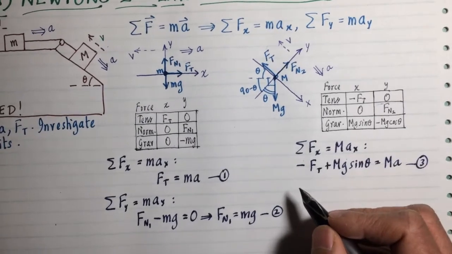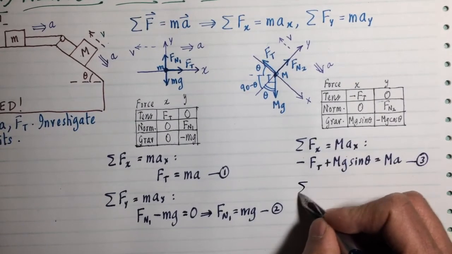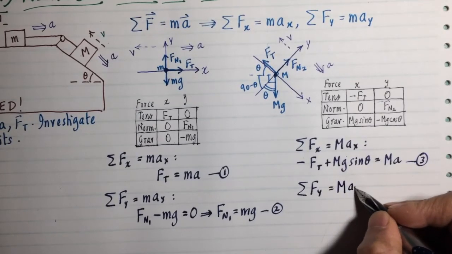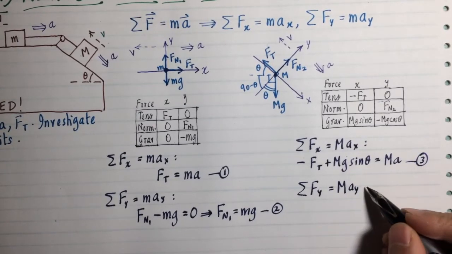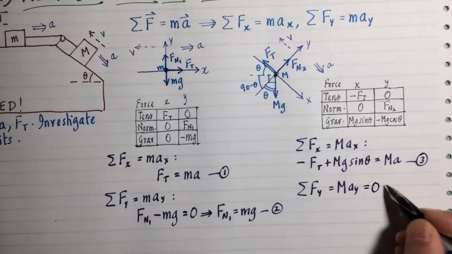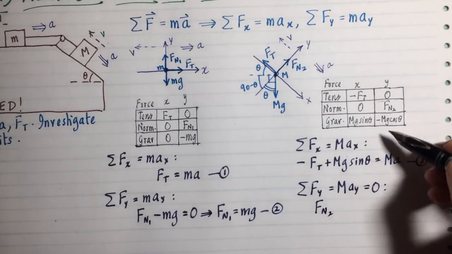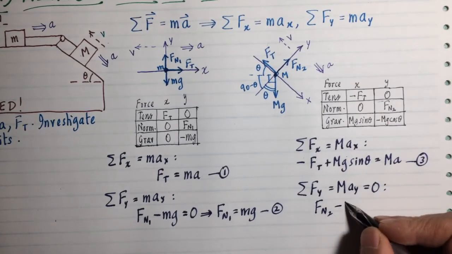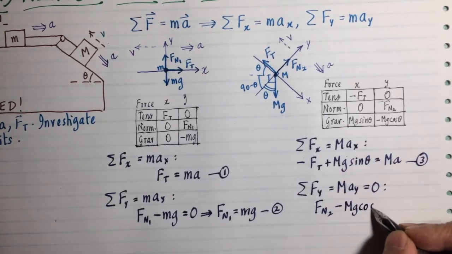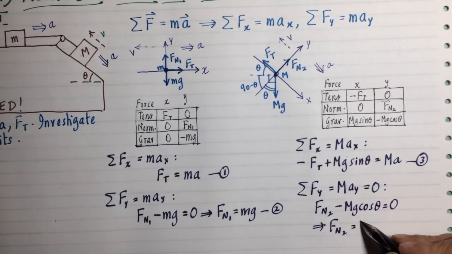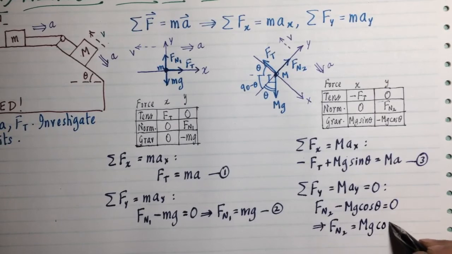And then last equation is going to be sum of all the forces in the y direction is equal to capital M times ay. Once again, we are superior to the alien because we know this is 0. So I get Fn2, which is the sum of these two things in the column, minus mg cosine theta equals 0, which can be written as Fn2 equals mg cosine theta. Let's call that equation 4.